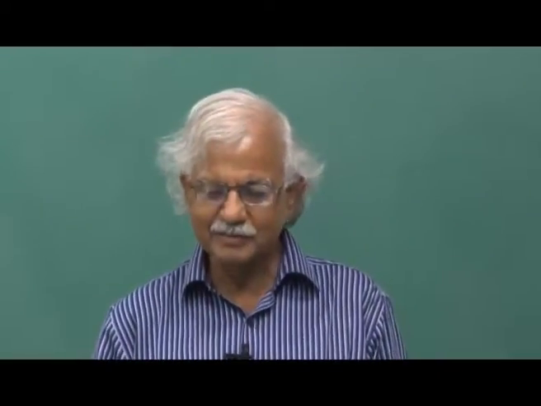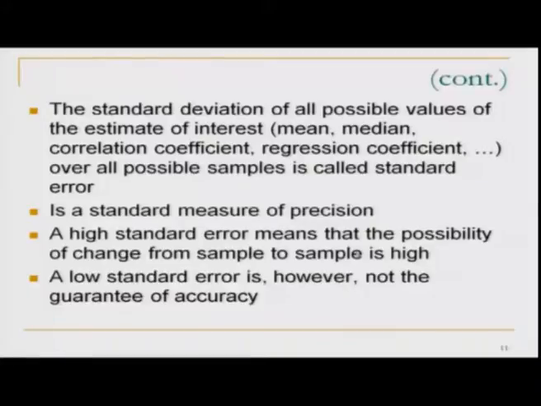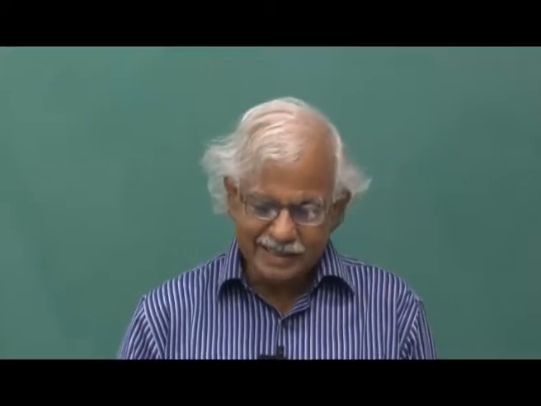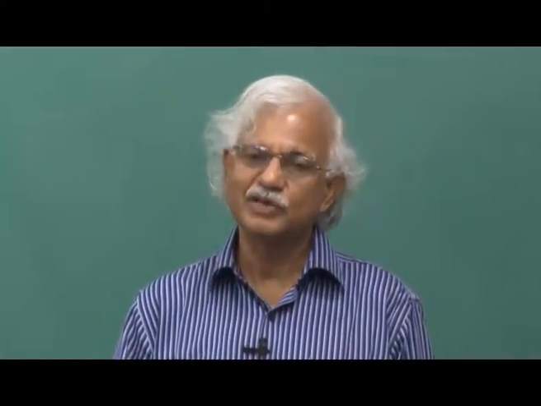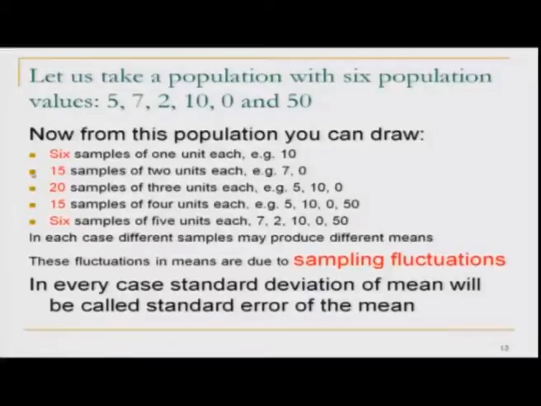A high standard error means that the possibility of change from sample to sample is high, and we do not want this. We want standard error to be less. A low standard error is, however, not the guarantee of accuracy. It does not mean that if standard error is less, then the observed values are close to true values. Let us take a population with 6 values: 5, 7, 2, 10, 0 and 50. Now, from this population you can draw a sample of 1 unit. For example, you can draw 10. You can draw samples of 2 units.